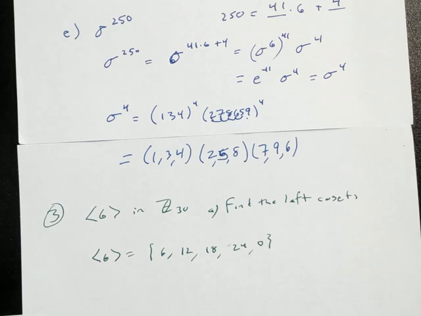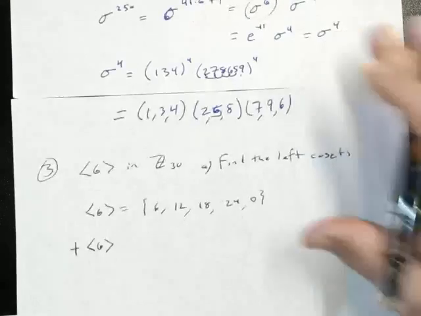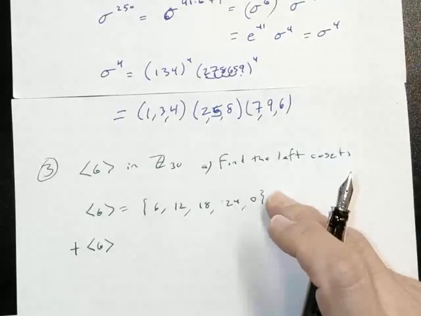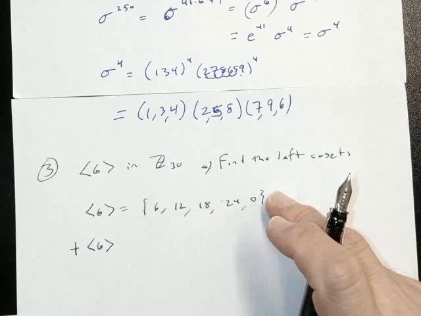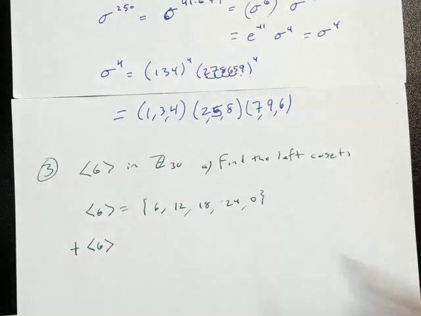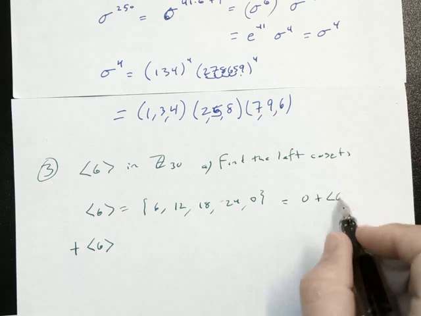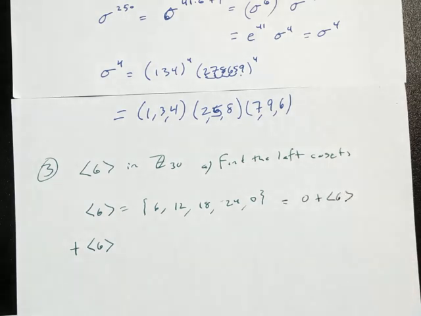Okay, left cosets. Left cosets means I do what? So I'm going to add on the left side. What am I going to add? But 0 is in here. So 0 plus the group generated by 6 is the subgroup generated by 6. So I don't need that one. This is automatically 0 plus 6. So I can start with 1.